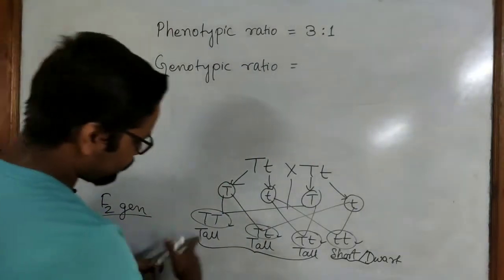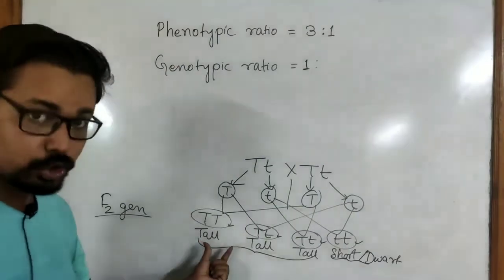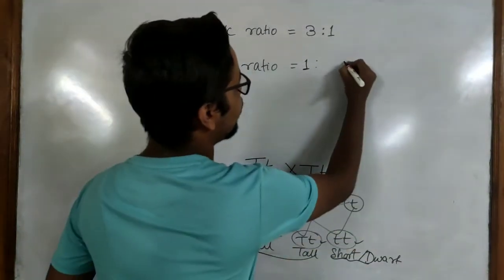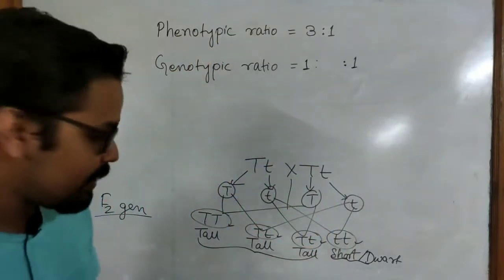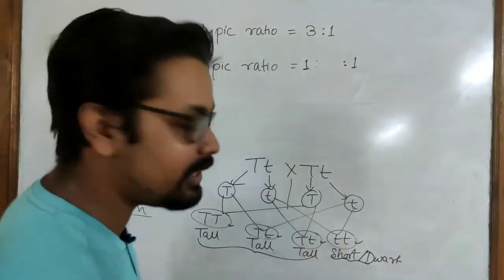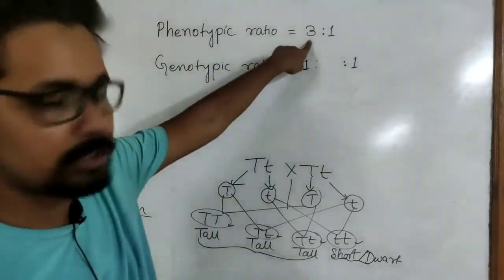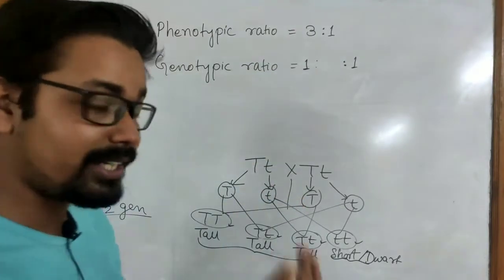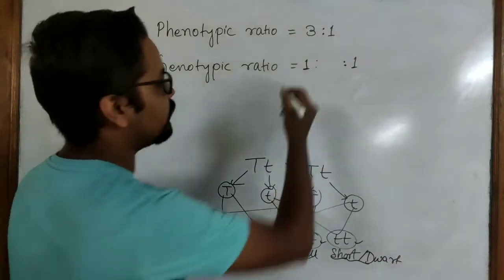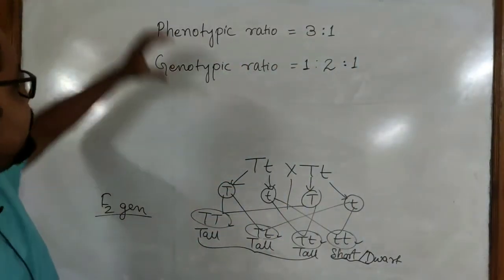So here, capital T is only of one type. Homozygous tall. This is homozygous but dwarf, so we have one of that too. And in the middle, we have heterozygous, meaning two different types of genes are combining, capital T small t, capital T small t. Although they give the phenotype of tall, we are not considering phenotype now, we are considering the genotype. So capital T small t, how many are there? Two are there. So 1:2:1.